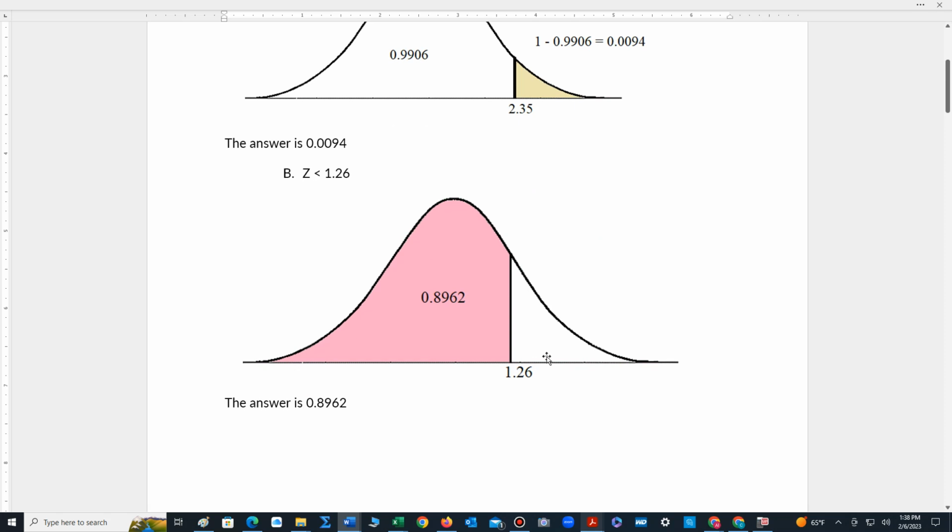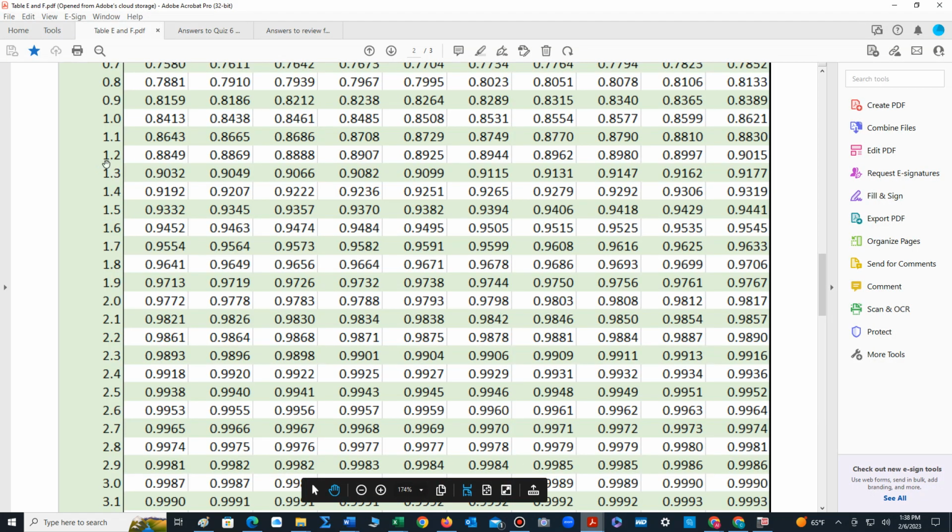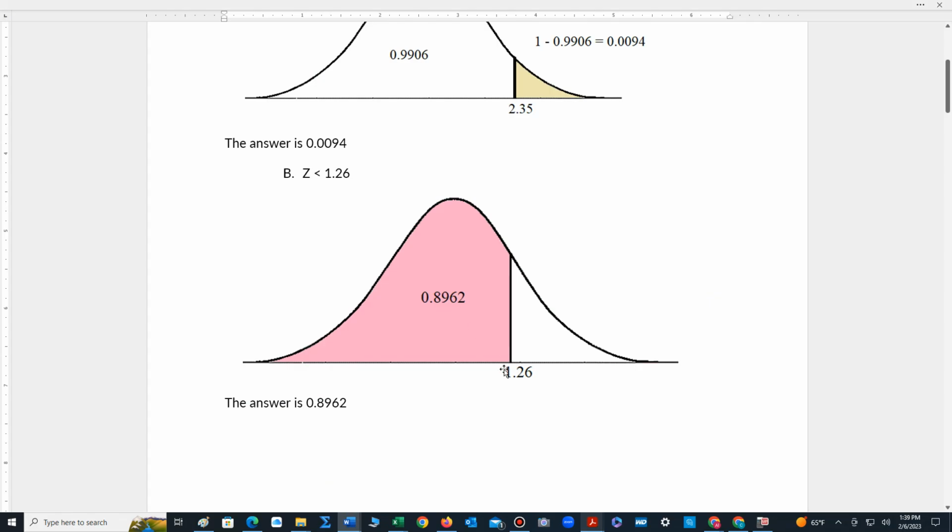Now for part B, we're looking for the area to the left of 1.26. So once again, we turn to table E, we look for 1.2, 0, 1, 2, 3, 4, 5, 6, 0.8962, and that's going to be the answer since it's an area to the left. So whenever we desire an area to the left, we just have to look it up in table E.